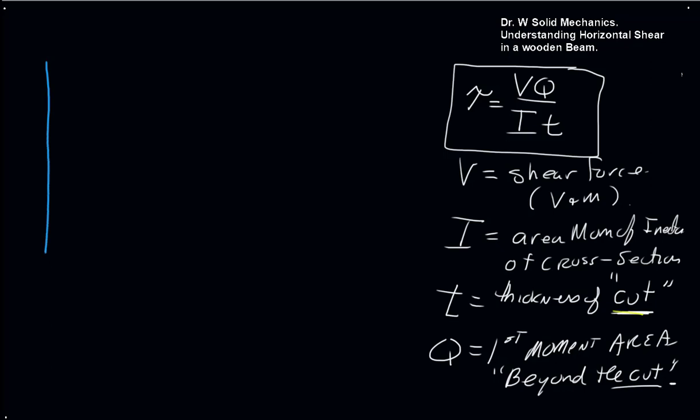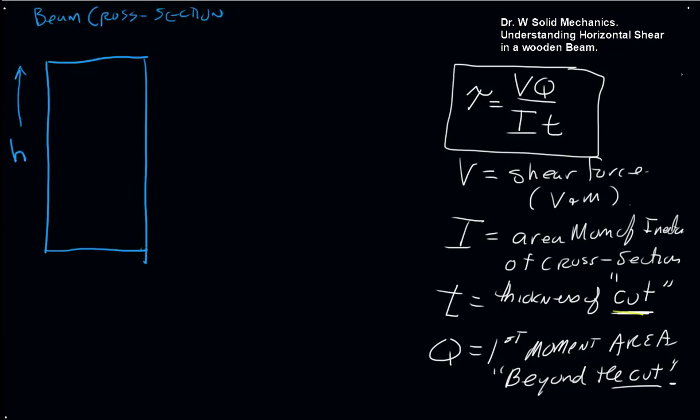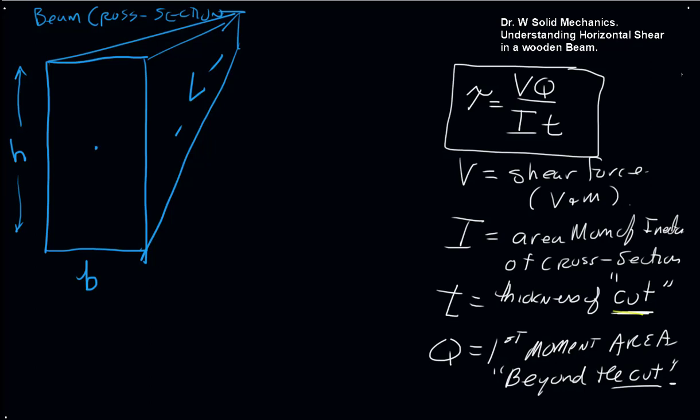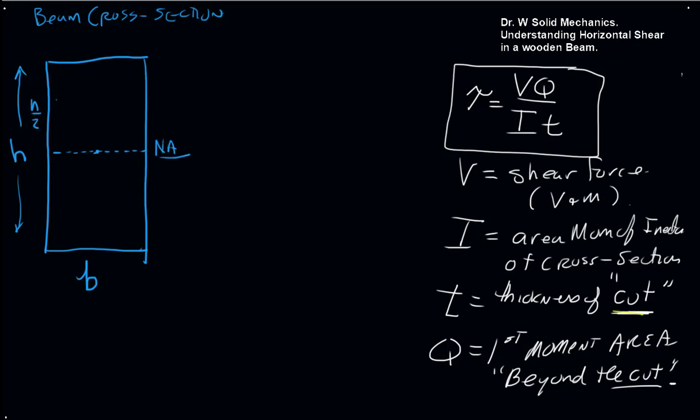Let's take a look at the cross section of our beam, where this is the height of the beam, and this is the thickness, which we can call B, and the length of the beam goes back into the board like that. So we're looking at the end cross section. And since it's rectangular and symmetric, we know that our neutral axis will be right here at h on 2. And we can define I as 1/12 bh cubed.